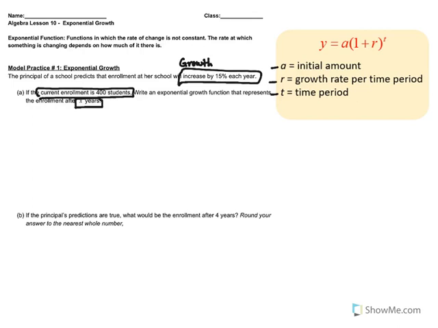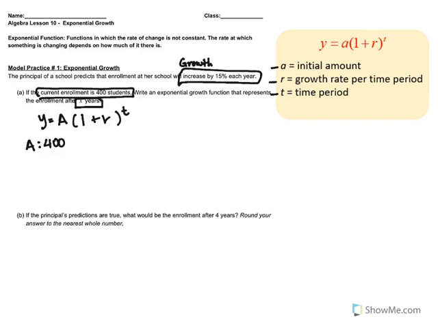So I'm going to start to write down the information that is given to me. I know that I'm going to use the equation y equals a, which is the initial amount, parentheses, the whole that I'm starting with always, plus the rate and the time that has passed. So in this case, my initial amount, we started with 400 students. So I'm going to write that down. That's my A.